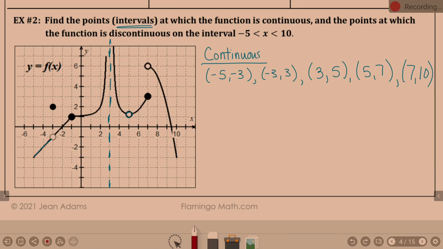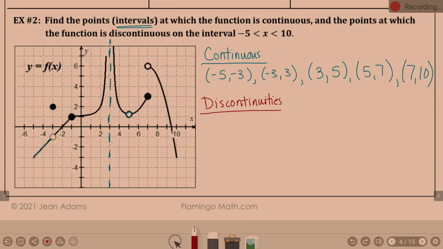Okay. The other thing it asked to list was points at which the function is discontinuous. So, discontinuities. See if you can spell that one. I don't know if I can sometimes, but I have the hardest time spelling continuous, like continuities.